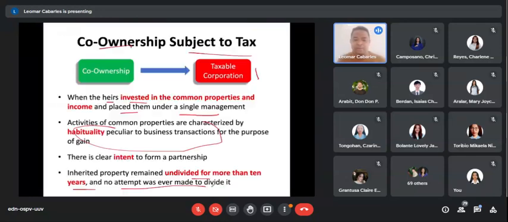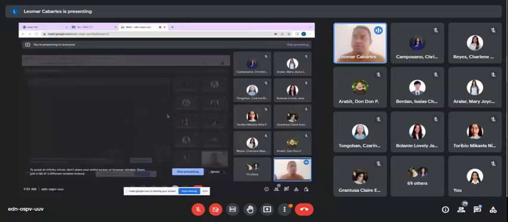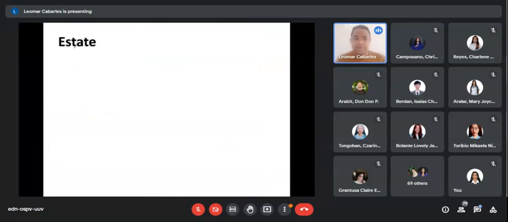Except when these things happen, so nagkaroon pa ng investment and they're now engaged in business, so parang may partnership, then the co-ownership becomes a taxable corporation. Okay? Even if it was not formally incorporated, the BIR will see it as a corporation. Okay? Ano naman ang ibig sabihin nitong estate? No? Ano ba itong estate na to?